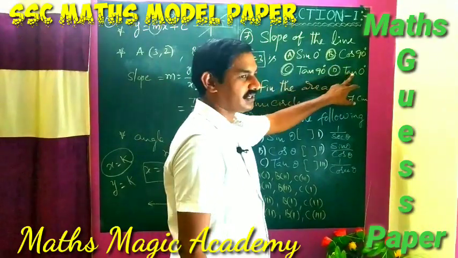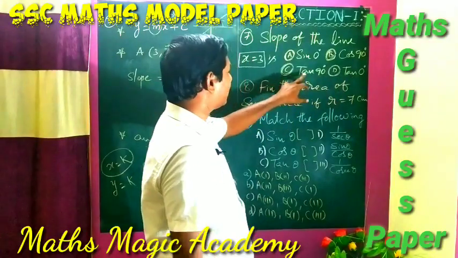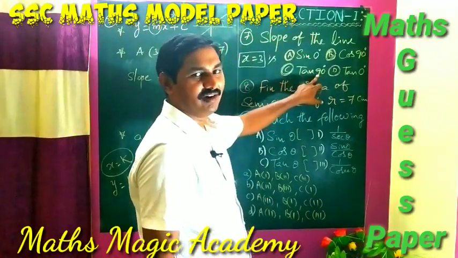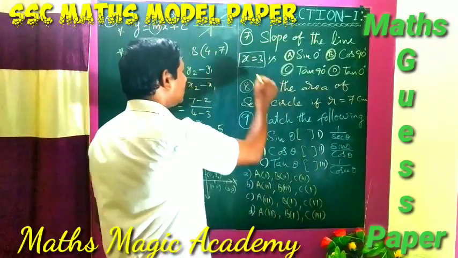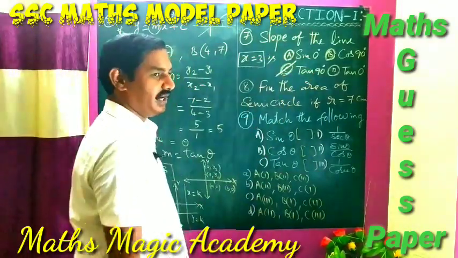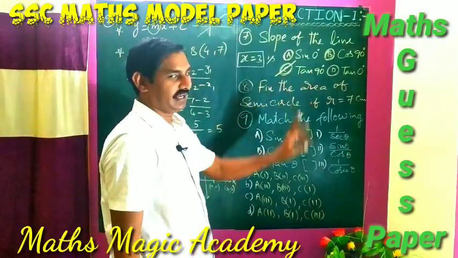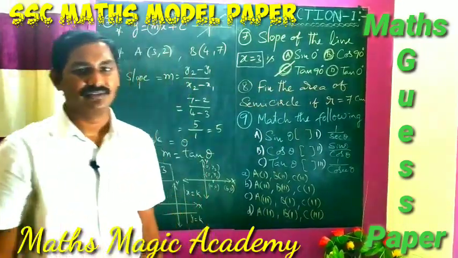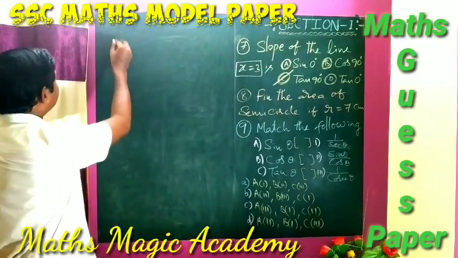And tan 0 is also 0 only. And what about tan 90? Tan 90 is undefined. So the slope of x equals 3 is undefined. So tan 90 is also undefined. So our answer is tan 90. Okay, understood? Next, question number 8.